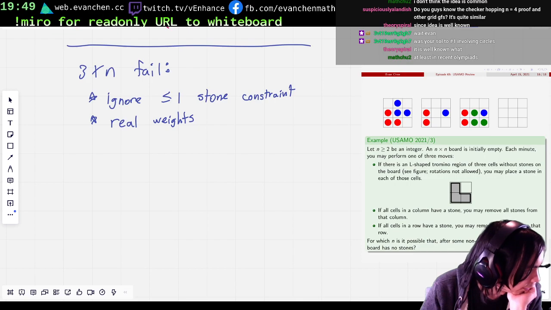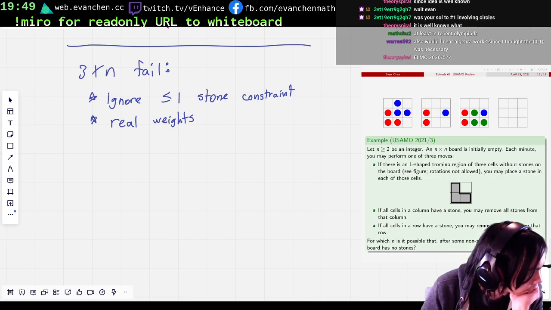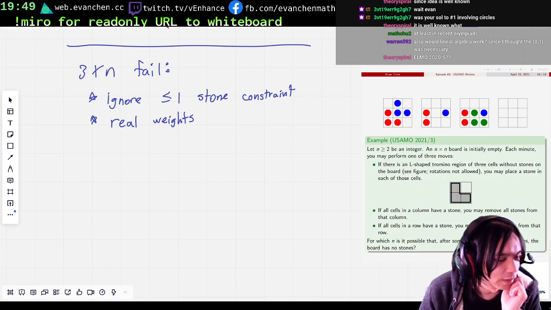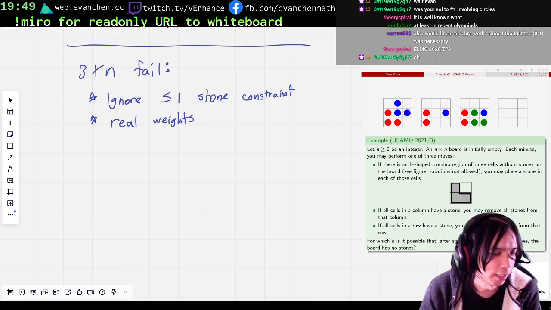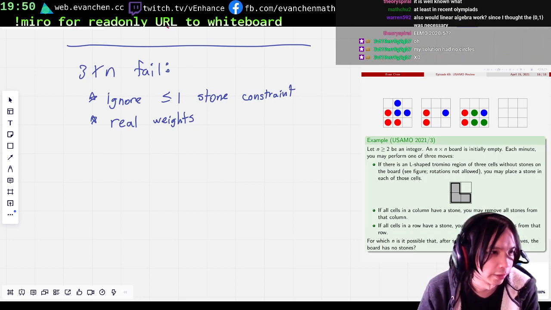Was your solution to one involving circles? Yes. Yeah, so the 0, 1 is not necessary. That's what I'm about to say. I'm just going to throw away all of the combinatorics. Oh no, your solution had no circles. Okay.